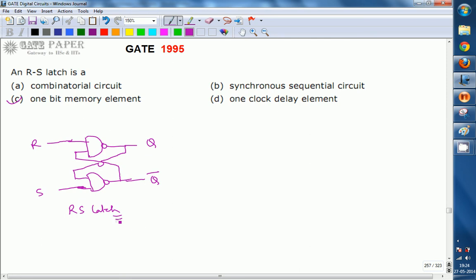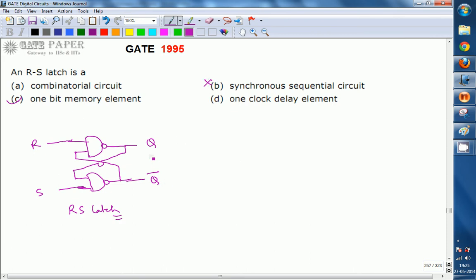That implies that whenever there is no clock, it cannot be called a synchronous sequential circuit. It can be called a sequential circuit, because it has a memory element, and every sequential circuit consists of at least one memory element. But it is not a synchronous sequential circuit. Synchronous implies that the outputs and inputs must be synced with a clock. But as there is no clock, it cannot be a synchronous sequential circuit. So option B cannot be the answer.